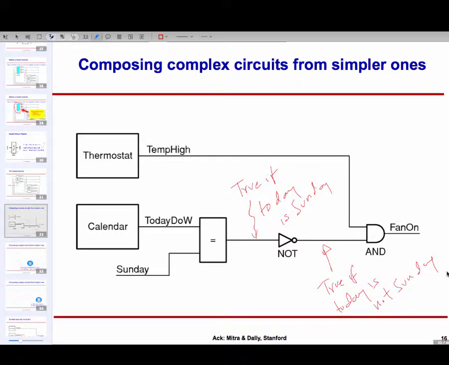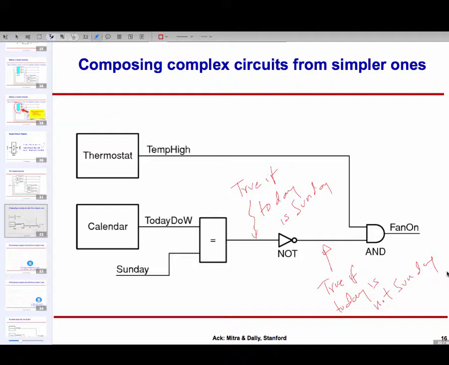So what do you think now? And then this gate is an AND gate. What it does is it says the output is true or high if both the inputs are high or true. So both of them are true. So what do you think this overall system is doing? Any volunteers? If the temperature is high on a day other than Sunday, then the fan will be on. Okay, so if temperature is high and today is not a Sunday, then the fan will turn on. So if it's a weekend, we are not letting it.